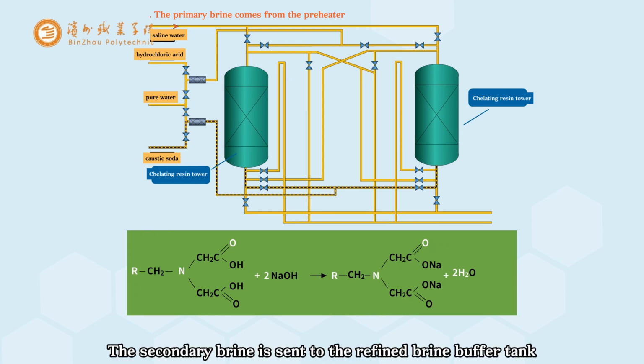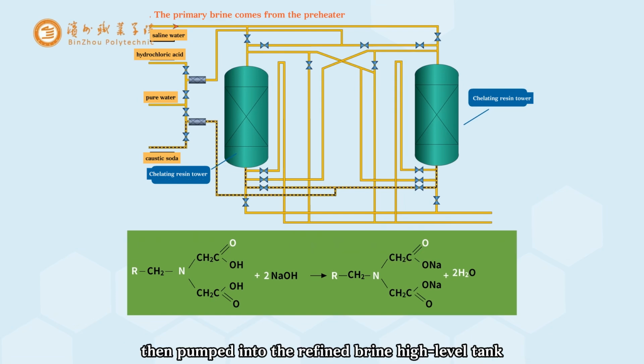The secondary brine is sent to the refined brine buffer tank, then pumped into the refined brine high-level tank, and finally delivered to each ion membrane electrolyzer.